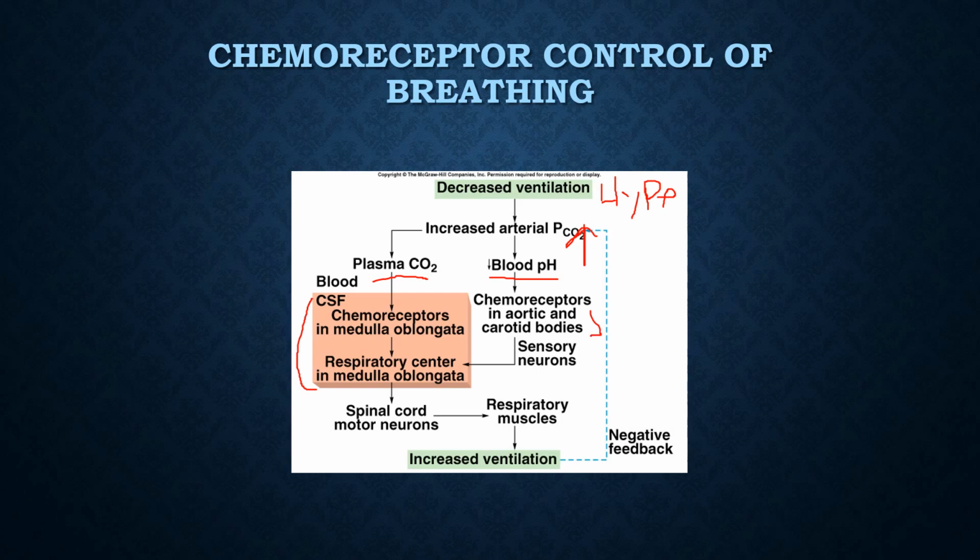And together then what happens is that the motor neurons are going to stimulate and activate respiratory muscles, and so we'll have an increase in ventilation. And so this is to take in again more oxygen and exhale that carbon dioxide. And so this will continue on until we go back to normal levels in a negative feedback fashion.